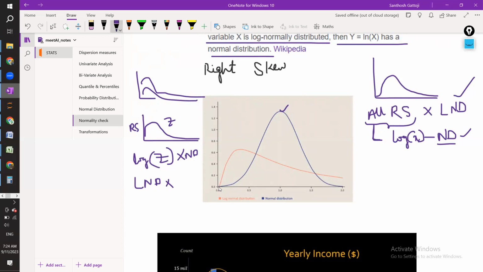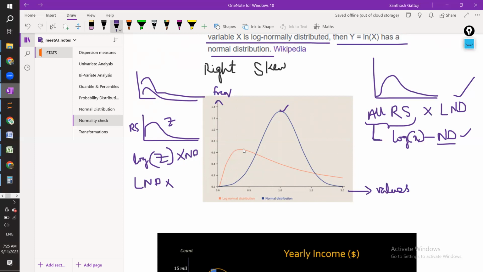See, what does this right skew distribution mean, guys? We'll see. What is this value on the x-axis? The x-axis is the actual values, and the y-axis is what? Frequency, okay. I hope you remember that the y-axis is frequency.